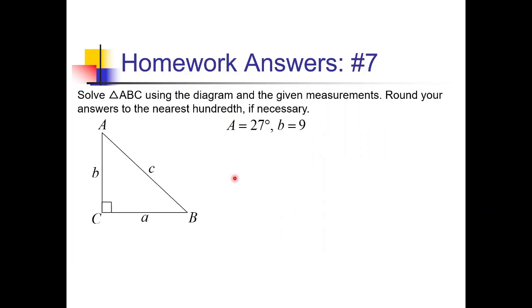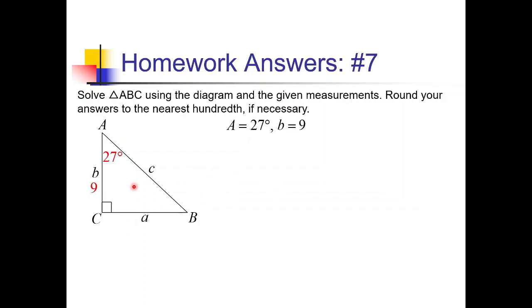On this problem, they want us to solve the triangle, given the diagram and the two pieces of information here. Let me start by actually labeling my diagram. So angle A is 27, and side B is 9 right there. And now I'm going to find the other missing sides and angles. Now I don't have to find angle C because that's a right angle. I do need to find angle B, however.